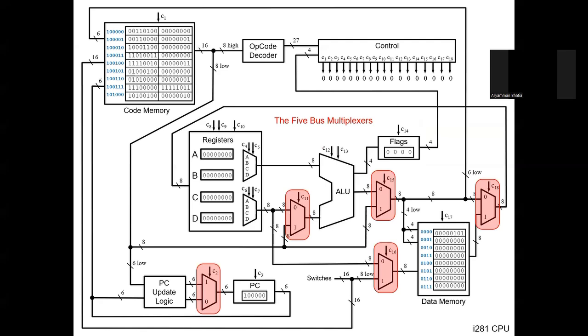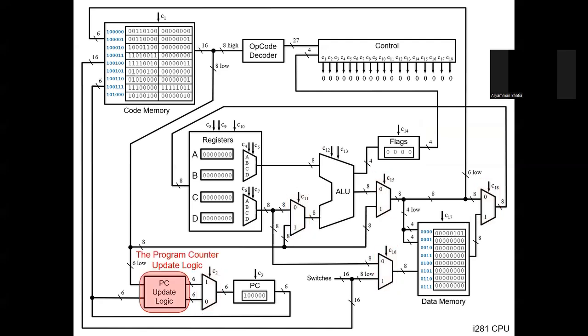And we have five different multiplexers to select from different areas, right? We'll get into them in this specific. So the program counter update logic is one of these. Basically, the program counter is the logic that chooses the next instruction to be executed. Accordingly, that line of the code memory will be read. So that's the program counter update logic.